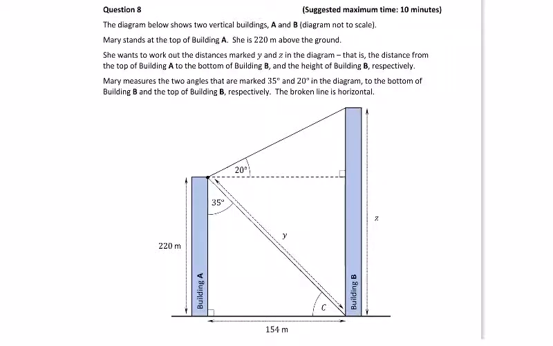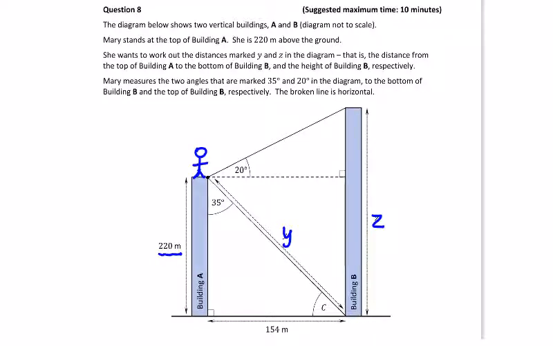In this question we have a diagram that looks really complicated, but it's not really when you think about trigonometry. It's just triangles. The diagram shows two vertical buildings, A and B, and the diagram is not to scale. Mary stands at the top of building A, so here's Mary standing up here. Let's give her some legs. She's 220 meters above ground, which you can see here. She wants to work out the distances marked y and z. I'm just going to go over them here. Here's y and here's z.